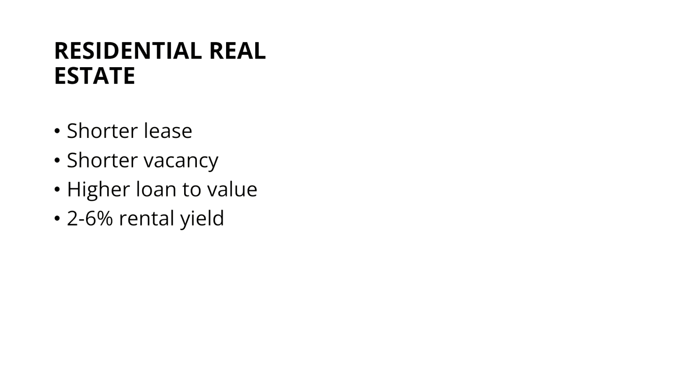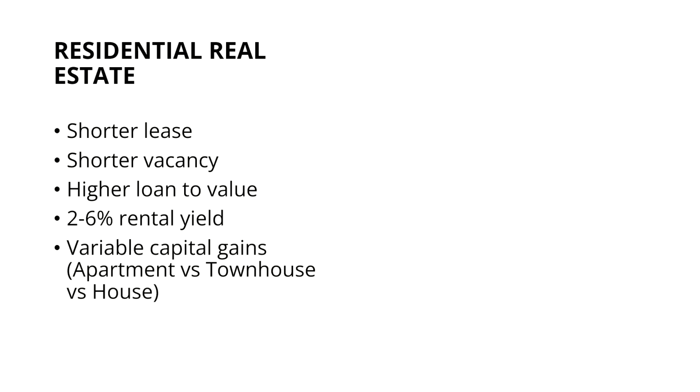And the rental yield is about 2 to 6% depending on your property as well as the location. And capital gains are variable. So usually the property with the bigger land size will get greater capital gains than properties with smaller land sizes. Typically land appreciates and the structure depreciates. So that's why houses usually have better capital gains than apartments, and townhouses are smack in the middle between apartments and houses.